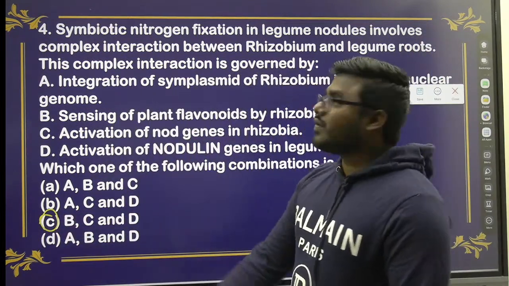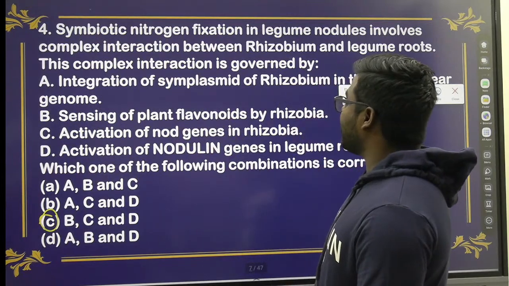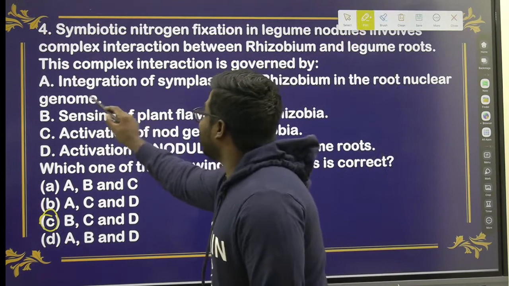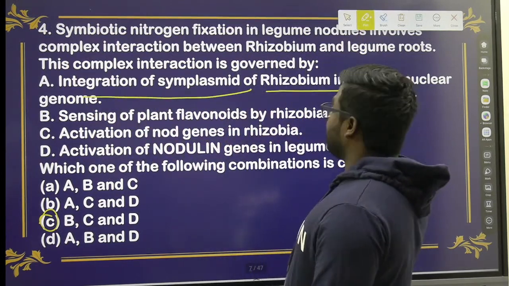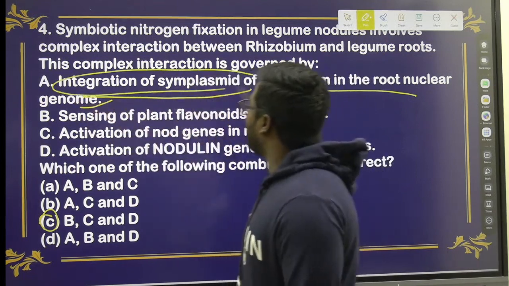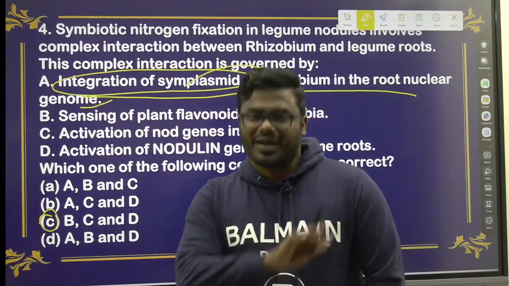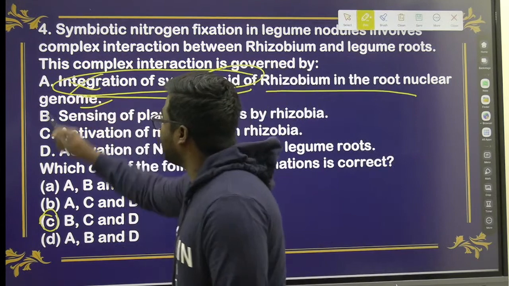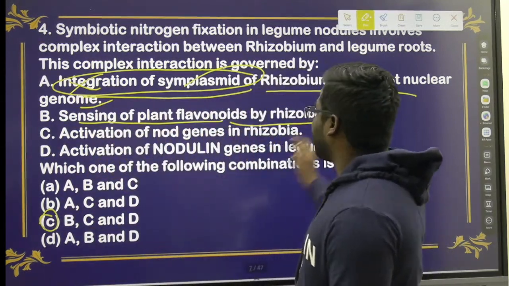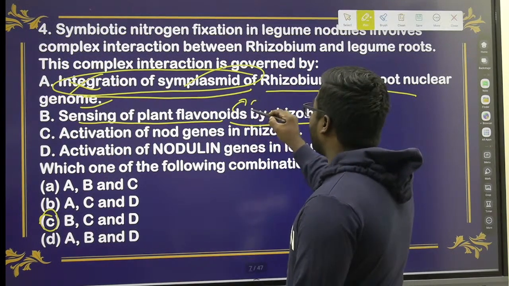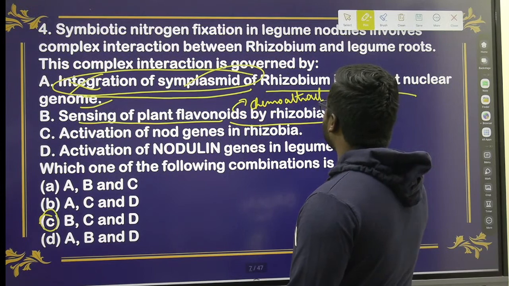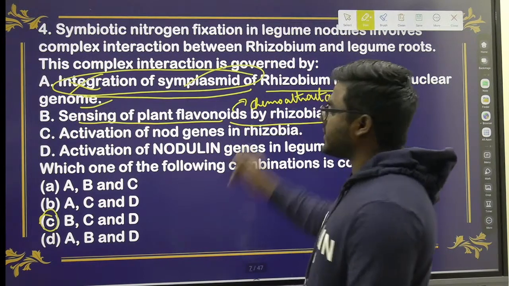See friends, you all know very well, in case of symbiotic nitrogen fixation, integration of the symplasmid of rhizobium into the root nuclear genome. First of all, friends, there will be no integration of the symplasmid. That's not even possible. The next one, sensing of plant flavonoids by rhizobia. We read it very clearly. What do we call this particular flavonoid? We will be calling them chemoattractants.